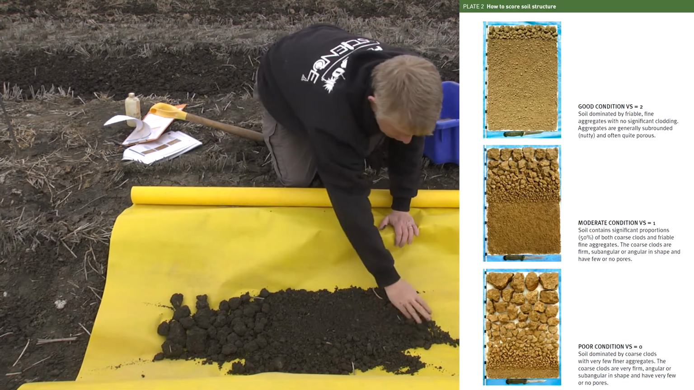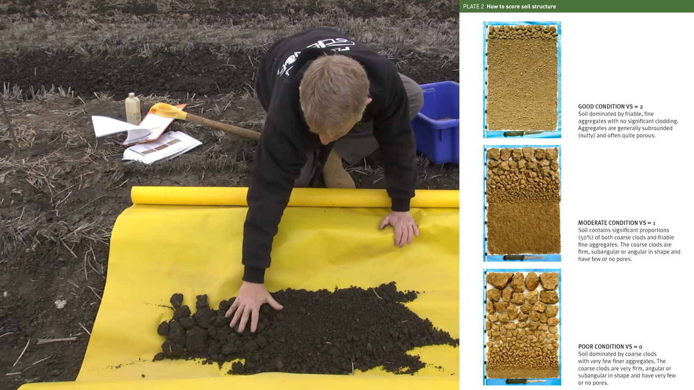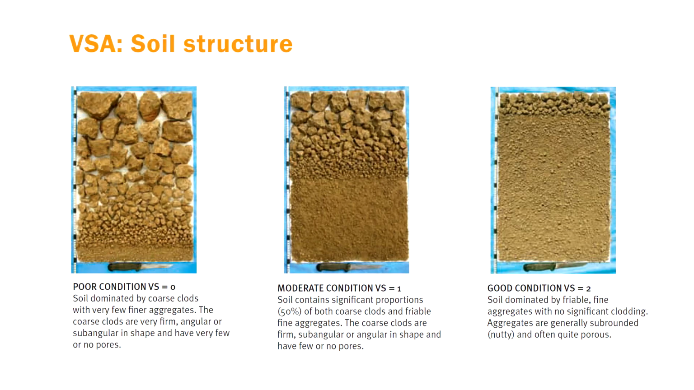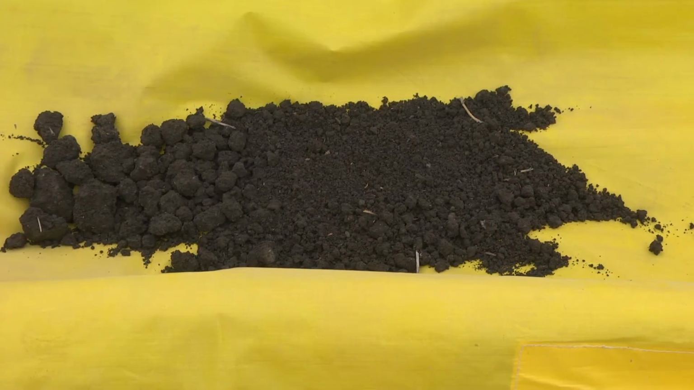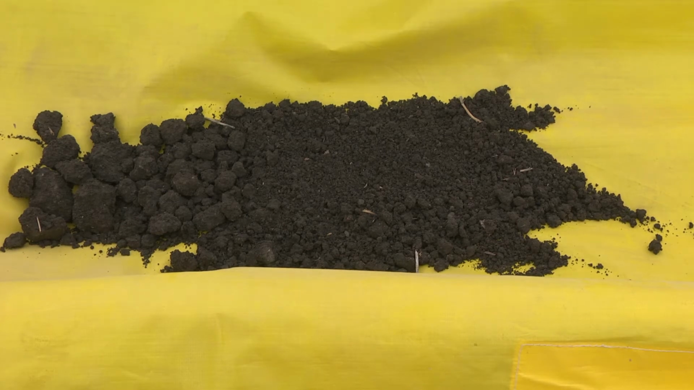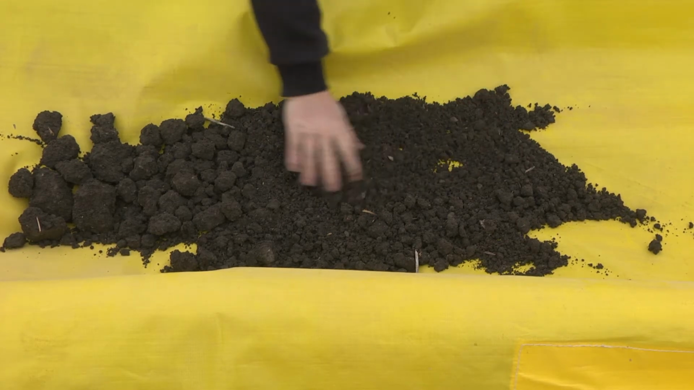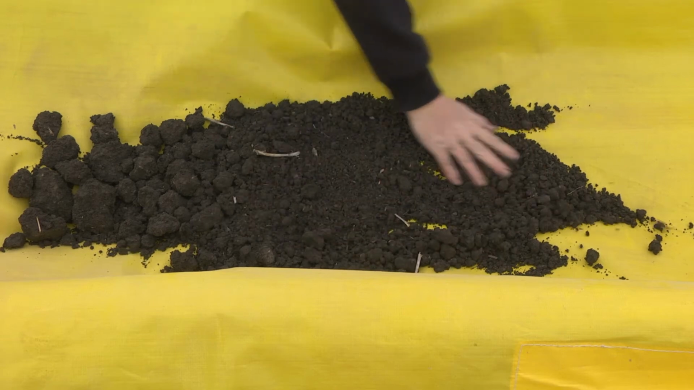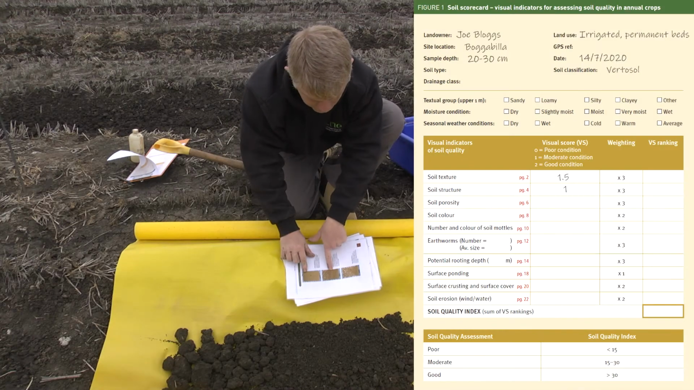So back in the VSA scorecard, we've got a series of images. So poor structure, really large clods that we don't really break down much more. What we're looking at here would probably be sitting somewhere along the moderate score line. So some largish, some smallish ones, and then into lots of fine. Really good is when you've got mostly that largely beautiful friable soil, nothing too large. So I'd probably score this a 1 out of 2.